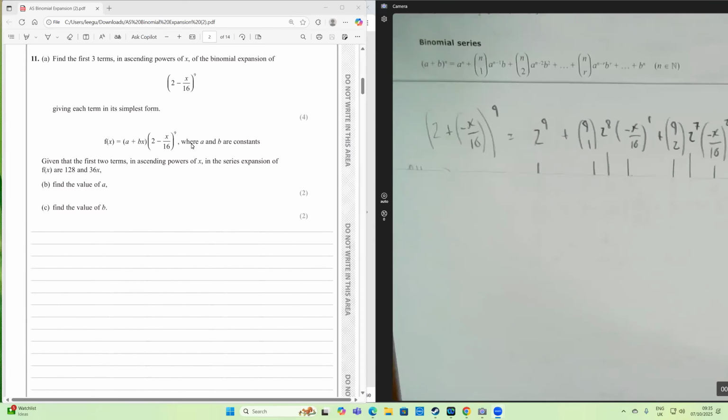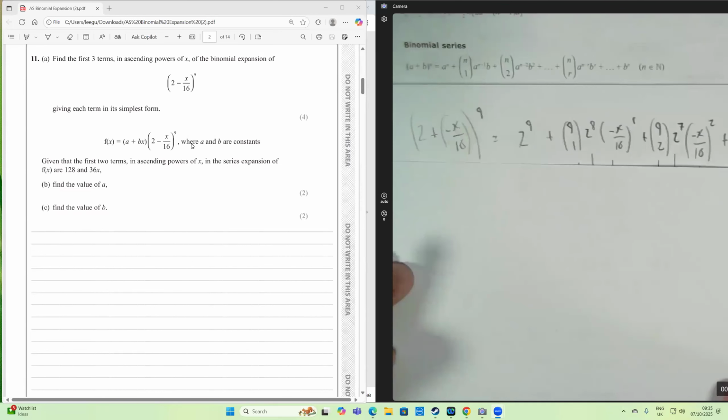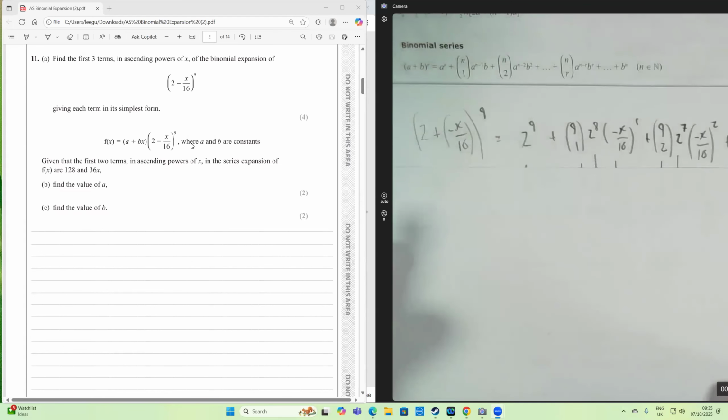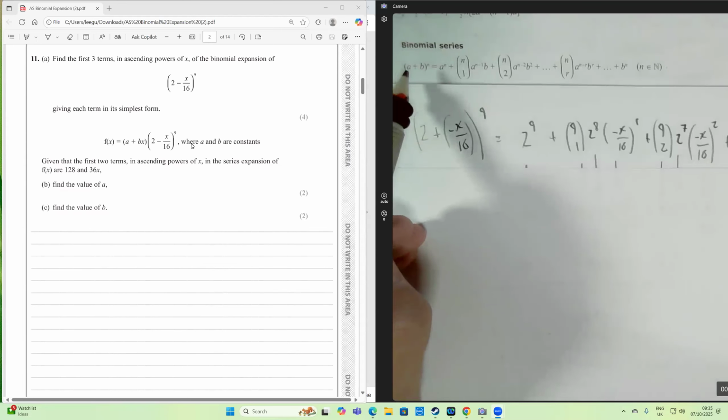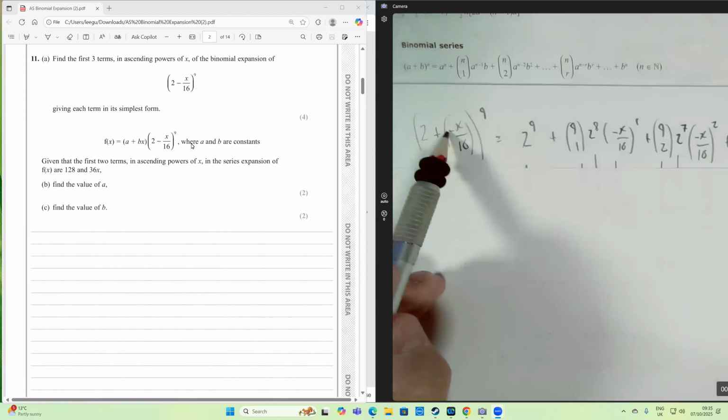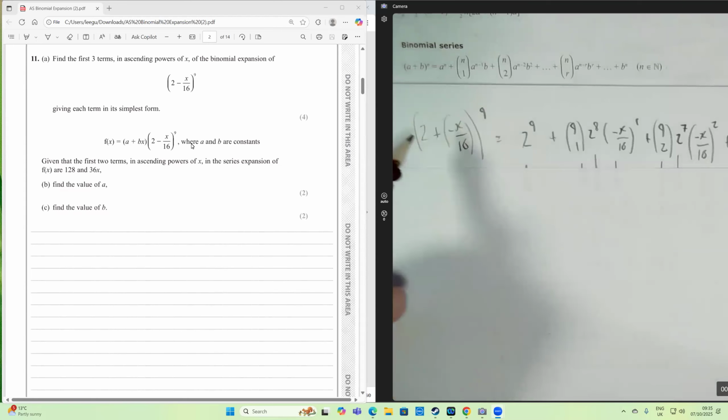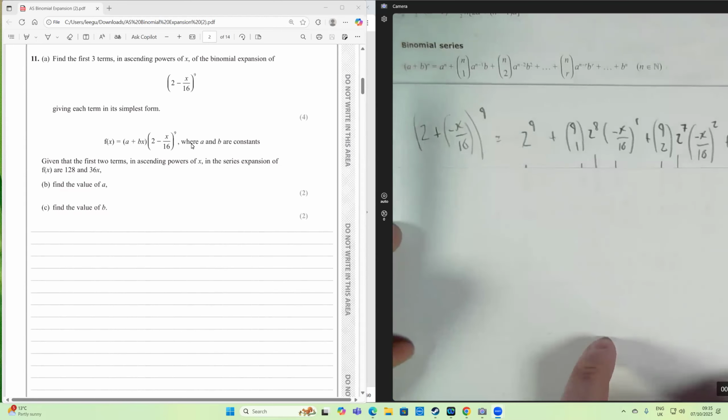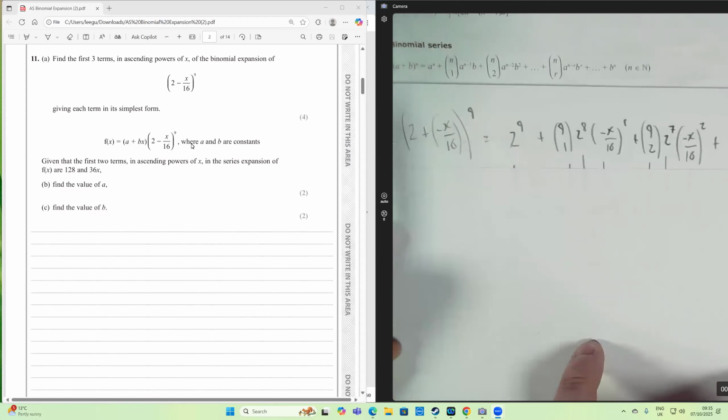And I've done the expansion here. Now, the way that I think it's helpful to think about when there's a minus is to think about it as 2 add minus x over 16. In other words, I group the minus together with the x and put a plus there. That's useful because we're still following the pattern of a plus b. If you keep that together in a bracket with the minus there, it helps you avoid losing or dropping a sign.